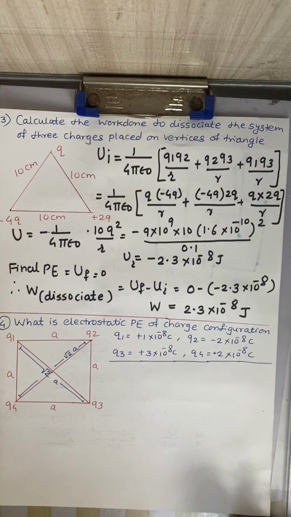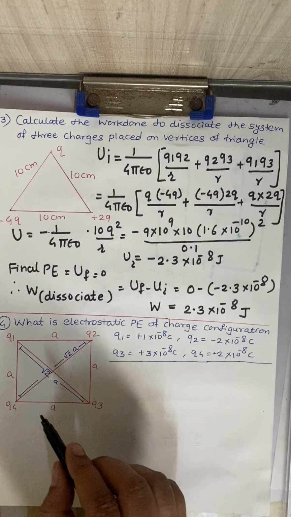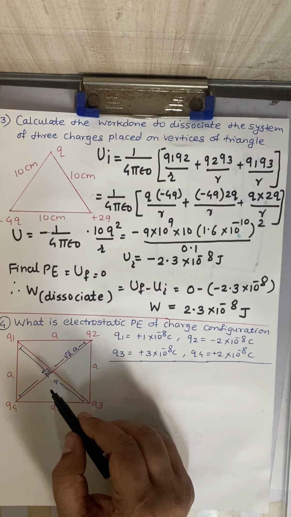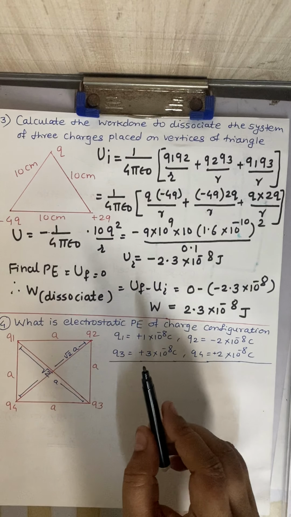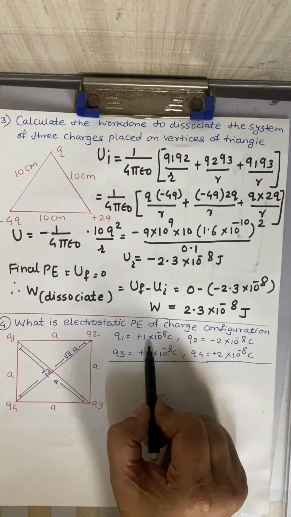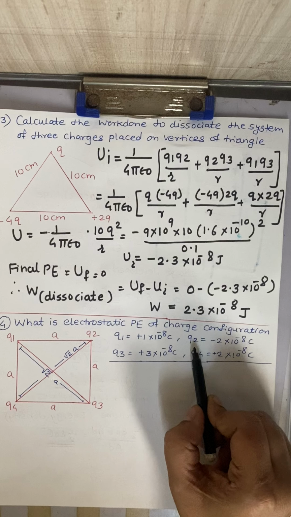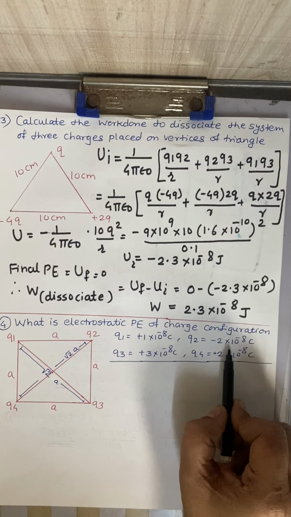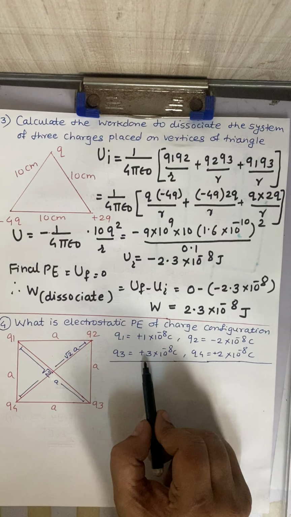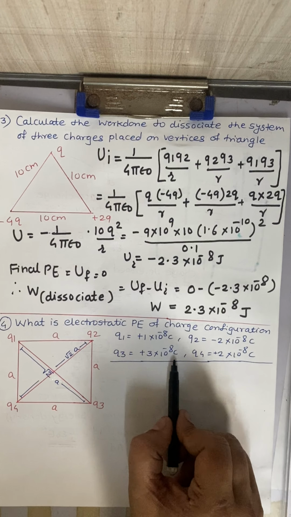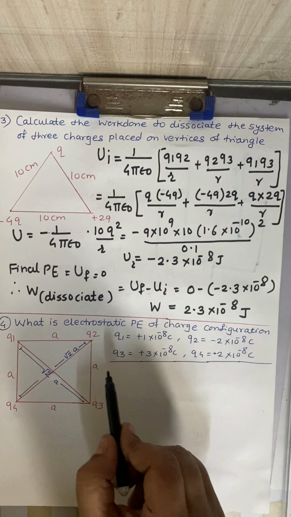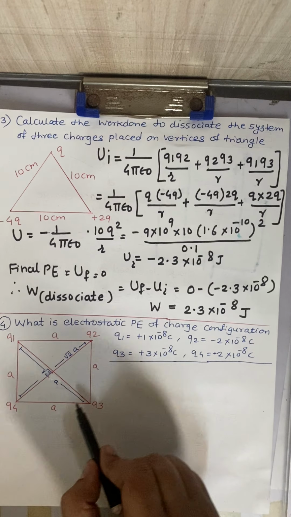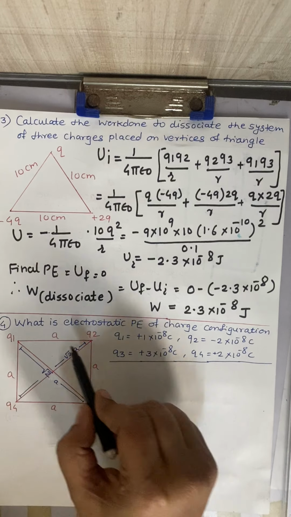Now in a similar manner we are going to consider another question: what is the electrostatic potential energy of the charge configuration shown in this particular diagram, where they have taken q1 equal to plus 1 into 10 raised to minus 8 coulomb, q2 equal to minus 2 into 10 raised to minus 8 coulomb, q3 equal to plus 3 into 10 raised to minus 8 coulomb, and q4 equal to 2 into 10 raised to minus 8 coulomb. Now we want to find out the net electrostatic potential energy of this four charge system.